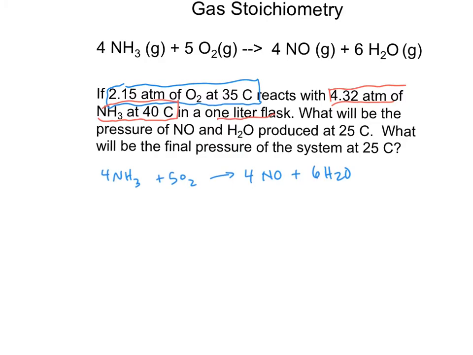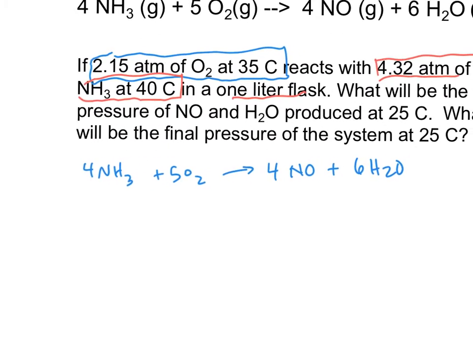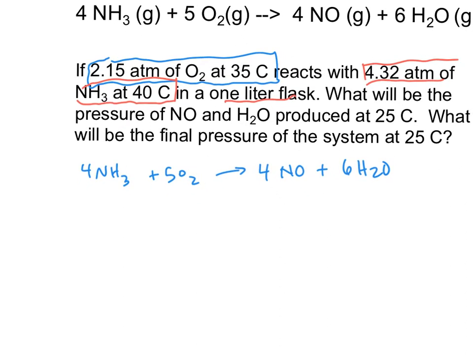All right, so let's go ahead and just make some notes here. For ammonia, you have 4.32 atmospheres, 40 degrees C, 1 liter. For oxygen, 2.15 atmospheres, 35 degrees C, and also in 1 liter. That's all you have. So you have quantities of more than one reactant. You have to figure out which one is going to determine how much product will be formed. So you're looking for the limiting reactant.